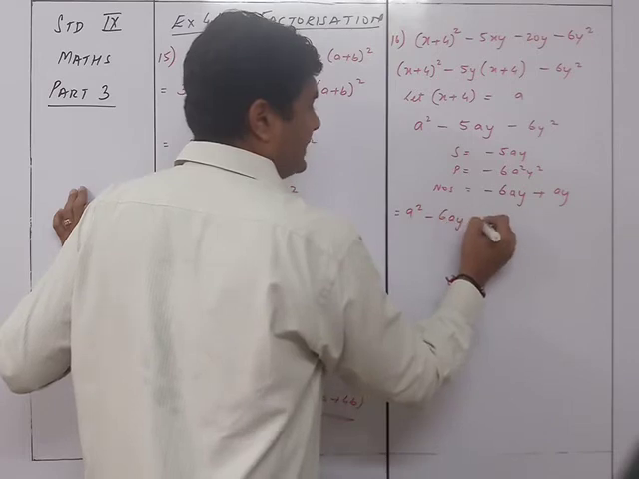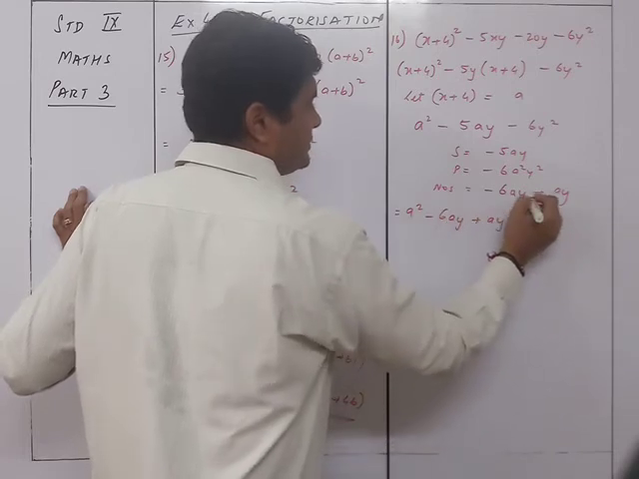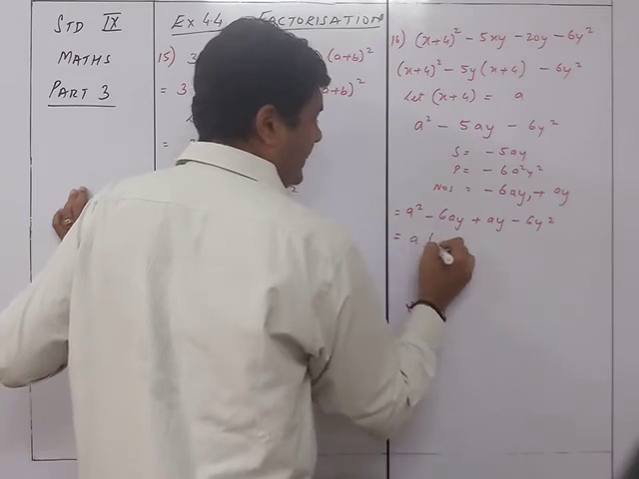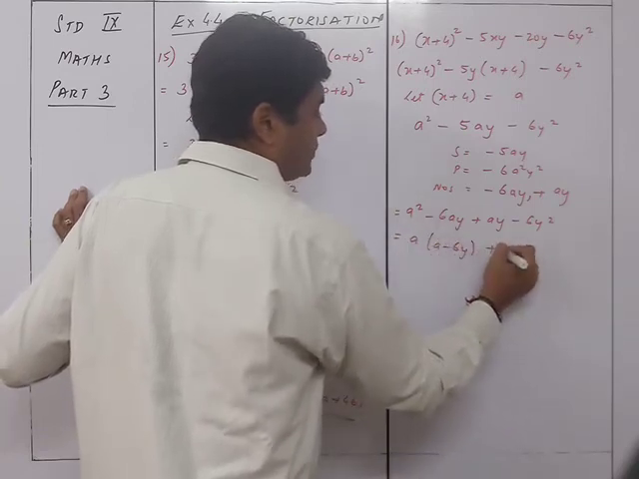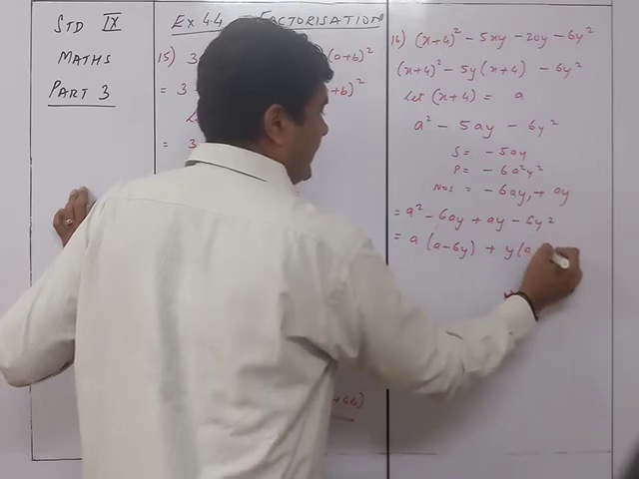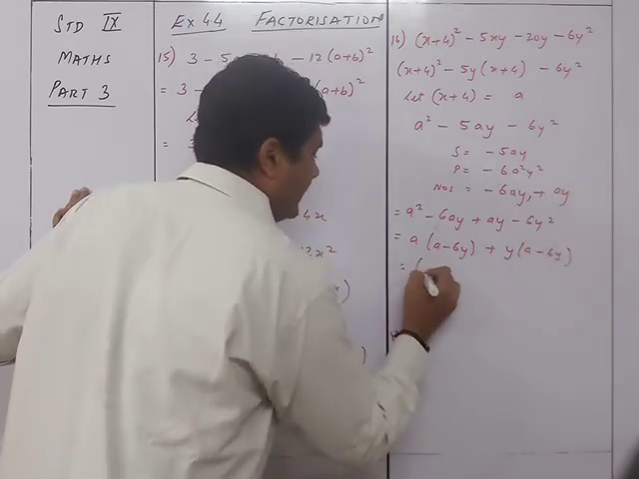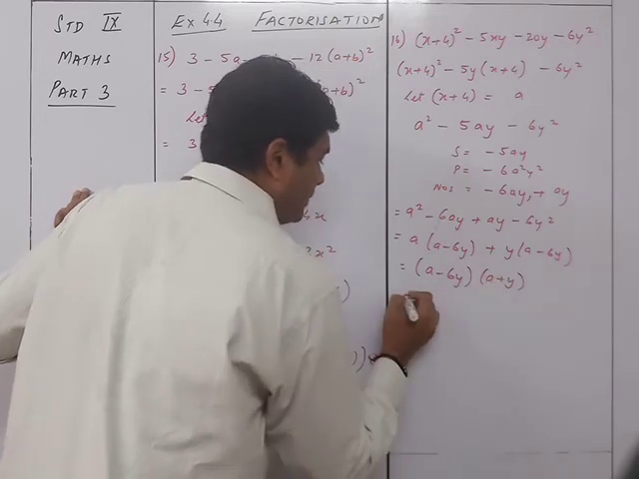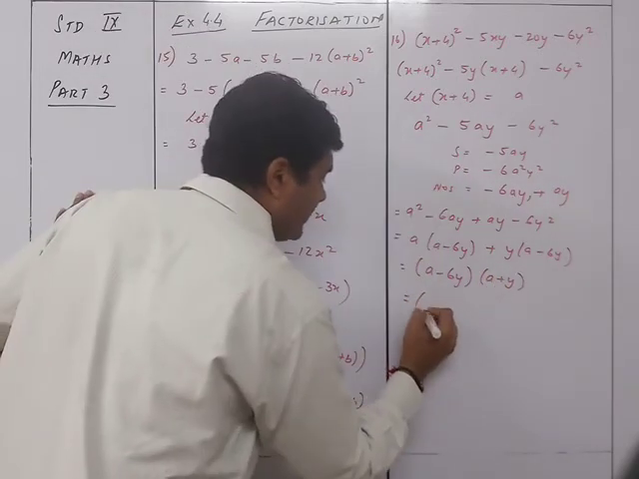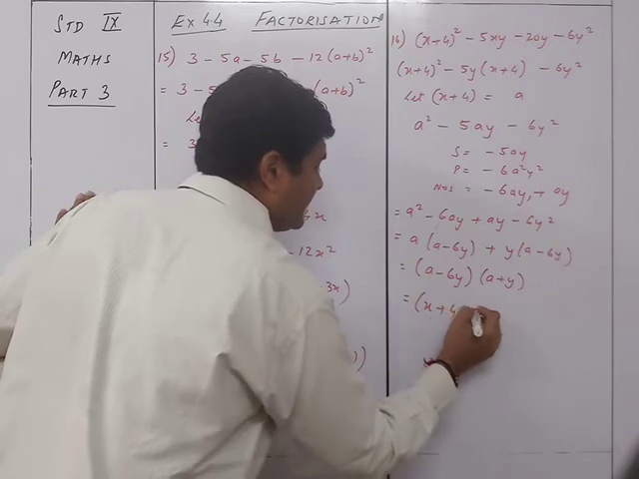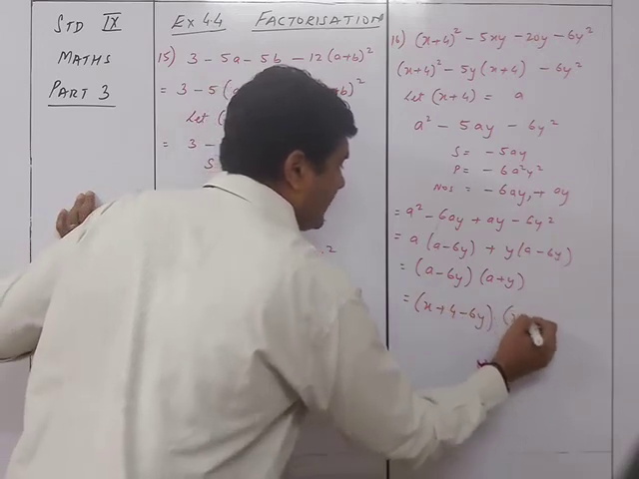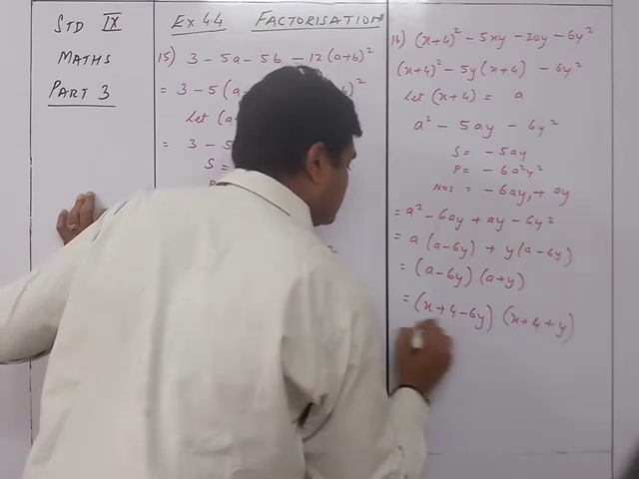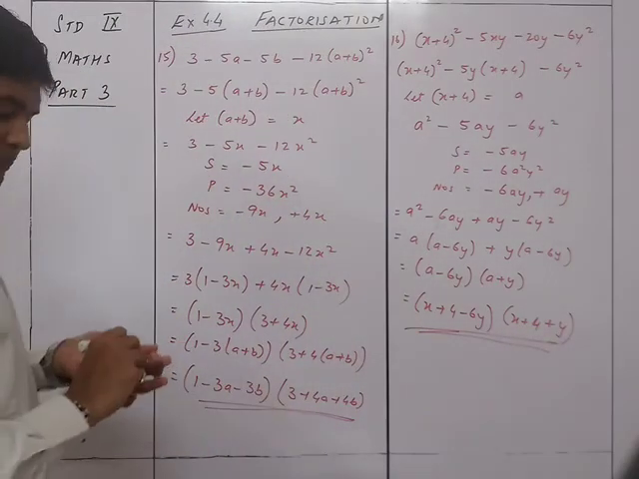So we get a square minus 6ay plus ay minus 6y square. So we get a common, (a minus 6y), plus y common, (a minus 6y). So accordingly it will be (a minus 6y)(a plus y). Now you just substitute the value as x plus 4. So it will be (x plus 4 minus 6y) and (x plus 4 plus y). That's the answer for sum number 16.